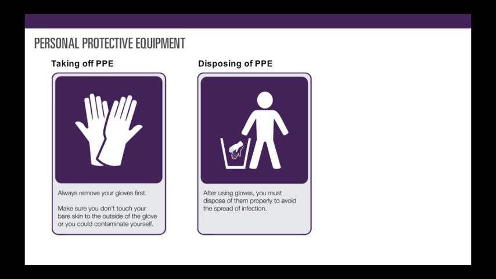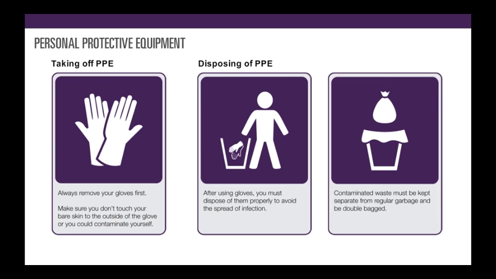Anything that has come into contact with blood or body fluids is considered contaminated waste. Contaminated waste must be kept separate from regular garbage. Contaminated waste must be double bagged. You'll learn more about disposing of waste in the next lesson.